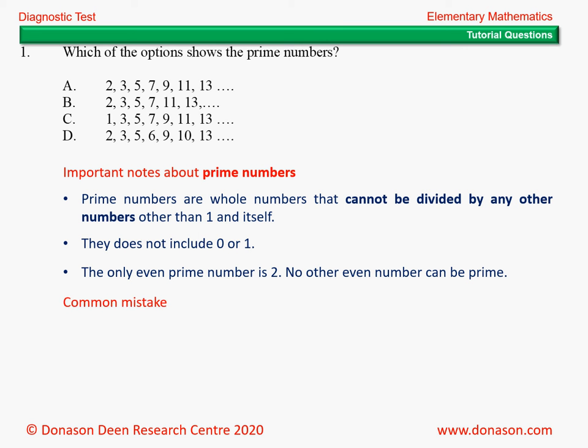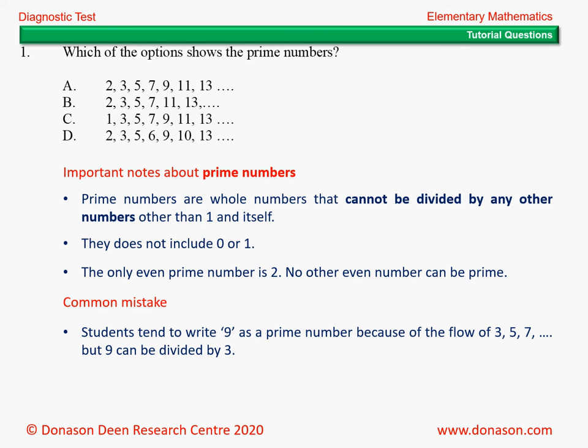Now there are some common mistakes that the majority of students make. The first one is that students tend to think 9 is a prime number, because they start writing down the prime numbers, and they go 2, 3, 5, 7, and if you go with that flow, we are so conditioned to stating the odd numbers. So students will tend to think after 7 is going to be a 9, and they will say 2, 3, 5, 7, 9. But of course you must remember that 9 is not a prime number because 9 can be divided by 3. So 9 is not a prime number.